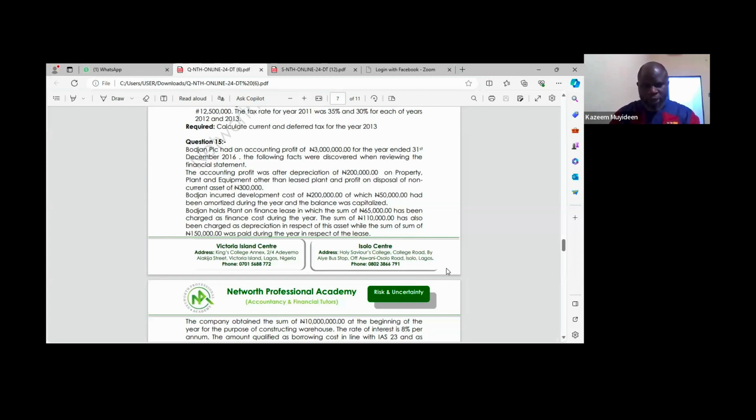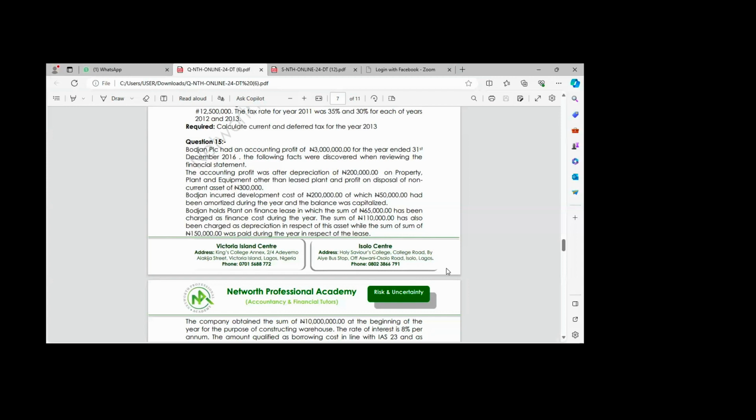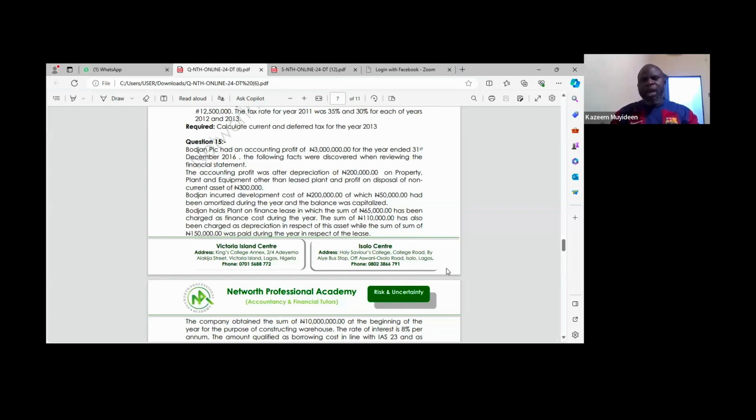Second one, what does it say again? Accounting profit was after profit on disposal of non-current assets of 3 million. Don't forget, it's still an asset. It has already been taxed by capital gains tax. This one does not fall under the jurisdiction of current tax, because when I sell an asset, capital gains tax will apply, which must have been applied before I get the profit. So it's not taxable revenue. If it is profit, I will deduct it. If it is loss, I will add it back.